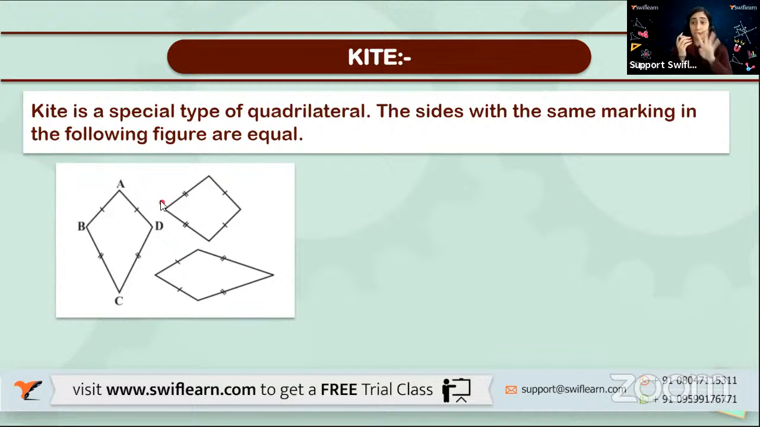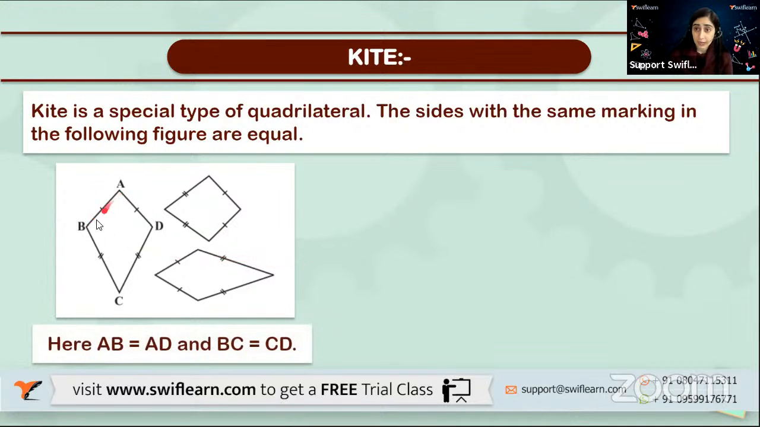In this, there are 4 sides, but the 2 sides adjacent to each other are equal. See, these 2 sides are equal. These 2 are equal. This side and this side are equal. So 2 sides are equal, but they are not opposite. They are just adjacent, next to each other. Then we call it the shape of a kite. Here, AB is equal to AD and BC is equal to CD.